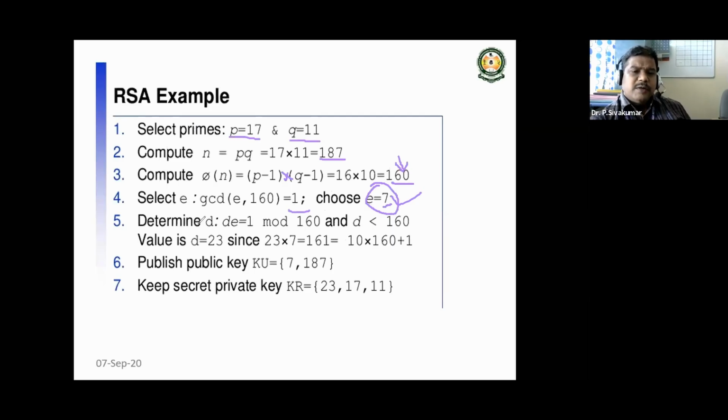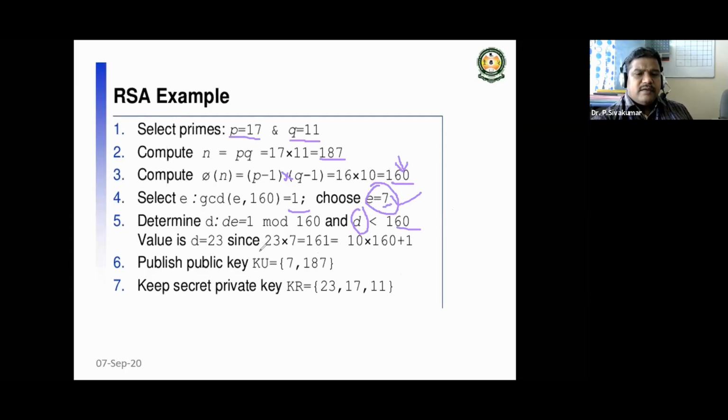After that, to determine your private key D. You know the formula: D times E is 1 mod phi of n, and phi of n is 160. Otherwise, D is equal to E inverse mod phi of n. Another condition: D must be less than 160. Both values lie between 1 and phi of n.